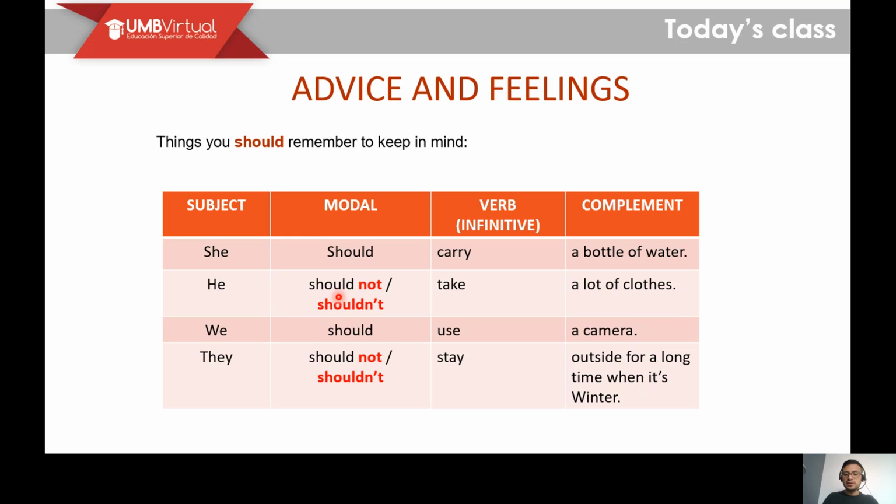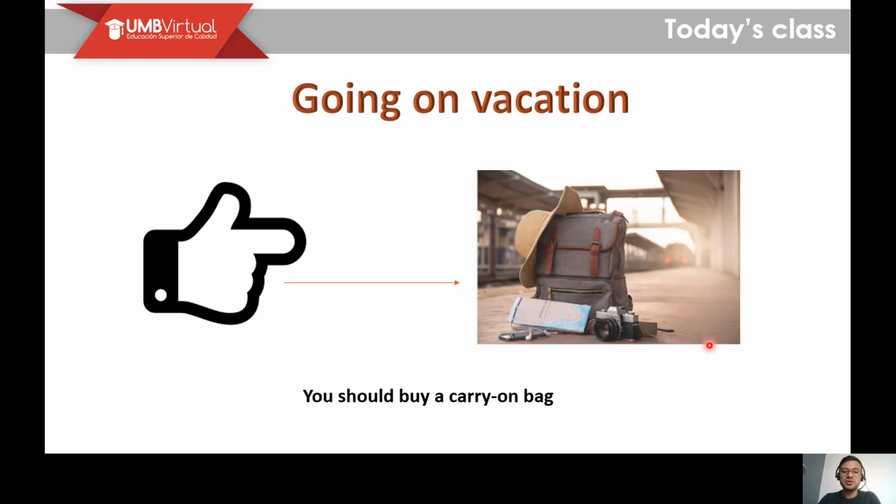And look at it. With should, we don't have conjugation for the third person. We should use a camera. They should not or shouldn't stay outside for a long time when it's winter. So we have this structure for advice. Now apply to our topic that is going on vacation. You should buy a carry-on bag.